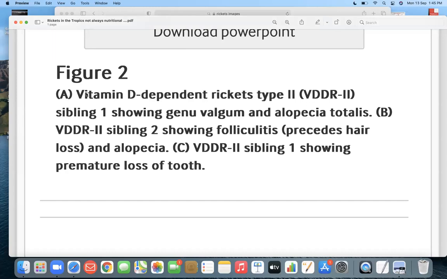The picture we saw was this. In the first picture it was vitamin D dependent rickets type 2, and in that there was one picture of the elder sibling, which is the case we discussed, showing genu valgum and alopecia totalis. Then in another picture, VDDR2 sibling 2 shows folliculitis preceding hair loss and alopecia. So I was telling her that this is the sibling with little hair loss. VDDR2 sibling 1 showing premature loss of teeth.